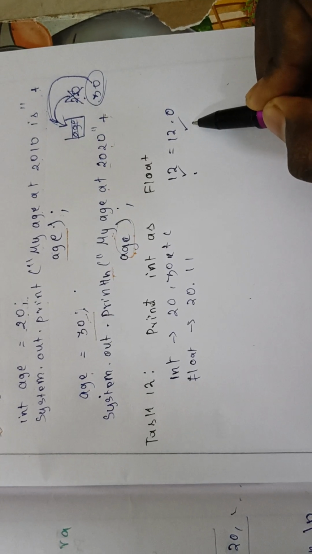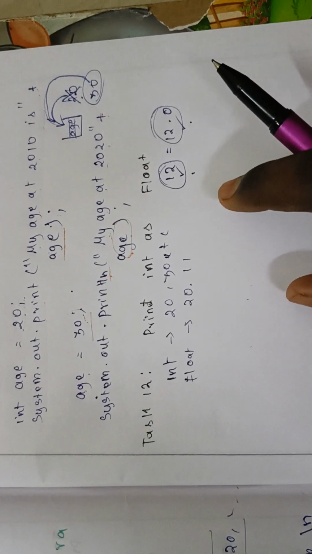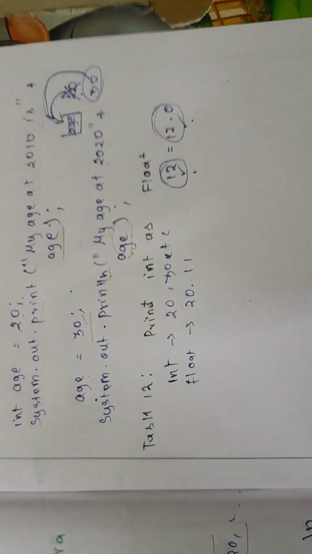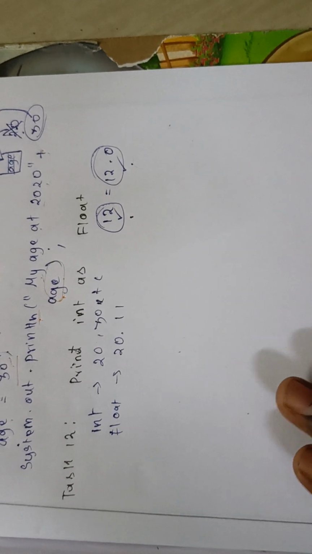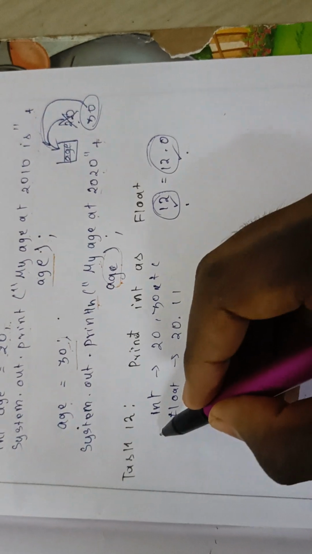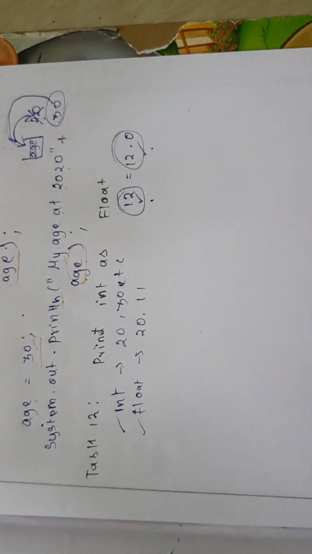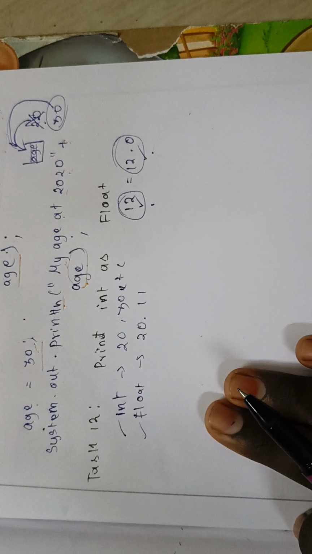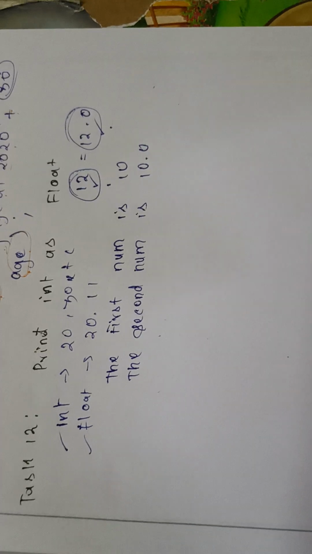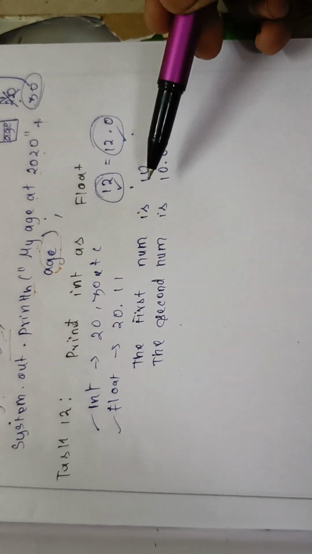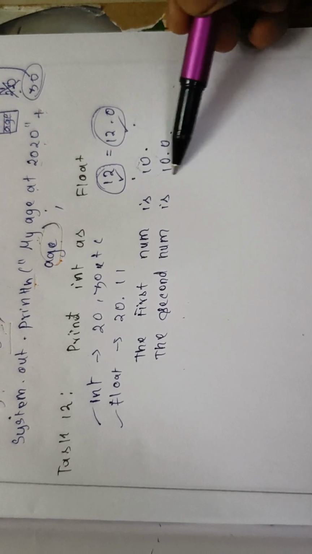Now I'm going to print integer to float. By this program you are understanding typecasting. Typecasting means converting one data type to another data type. For example, int is one data type and float is another data type. You are casting. So converting one data type to another data type is called casting. My expected output should be: my first number is 10 and second number is 10.0. So you are converting int to float.